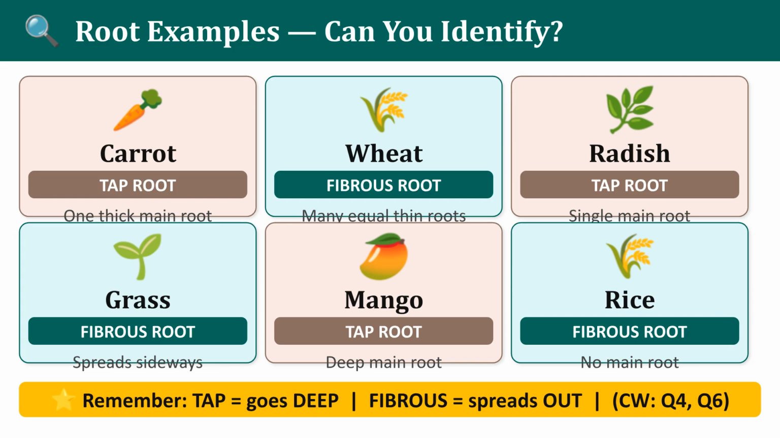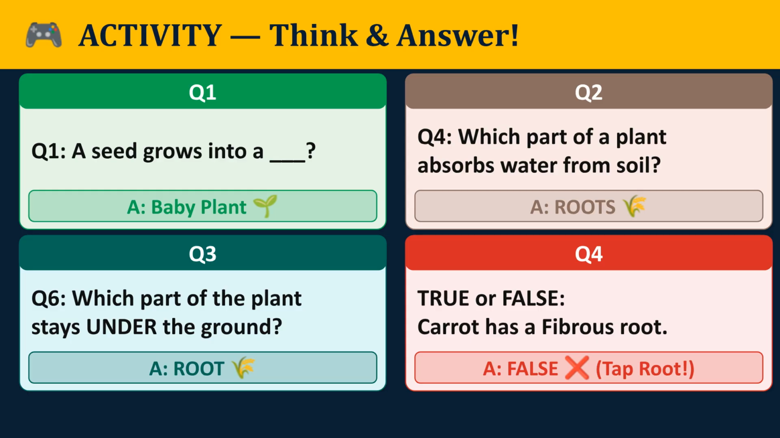Now let's become root detectives. Look carefully at each plant. Carrot. Taproot or fibrous root? Correct. Taproot. Wheat? Excellent. Fibrous root. Radish? Taproot. Grass? Fibrous root. Mango? Taproot. Rice? Fibrous root. Can you see the pattern? Plants like carrot and mango have one deep root. Plants like wheat and rice have many thin roots. Wonderful! Now it's your turn.